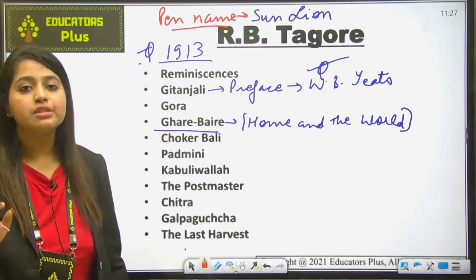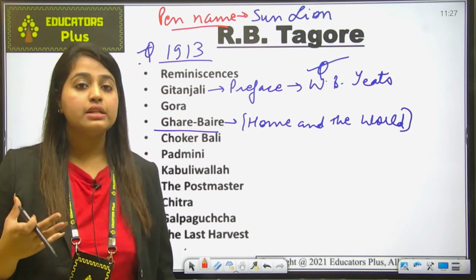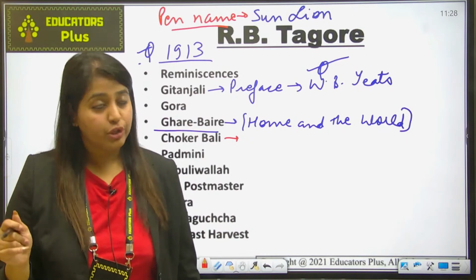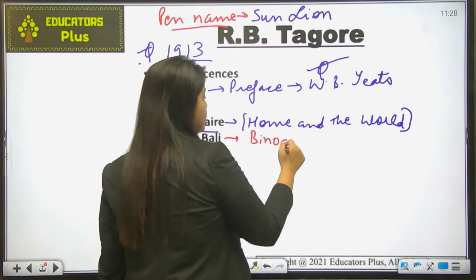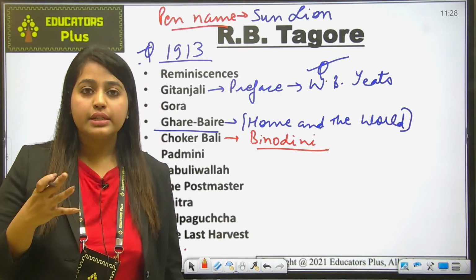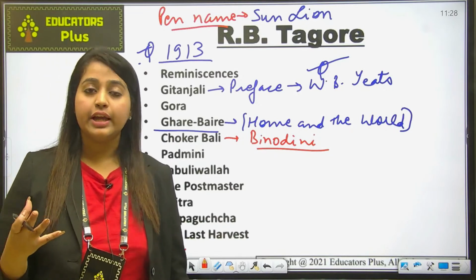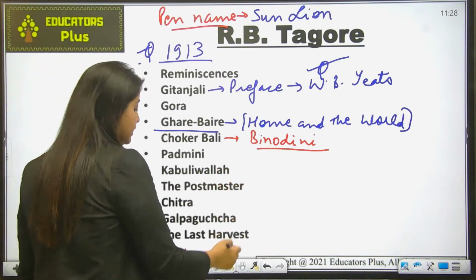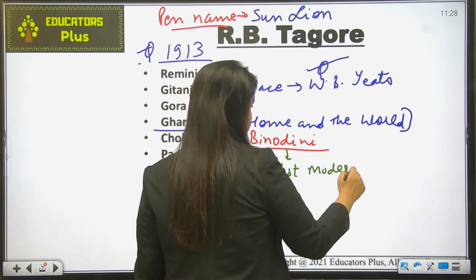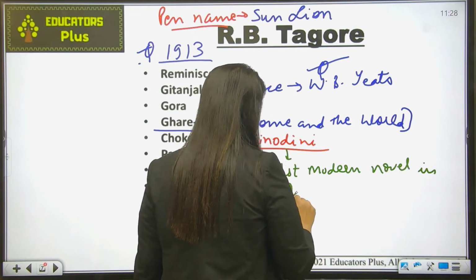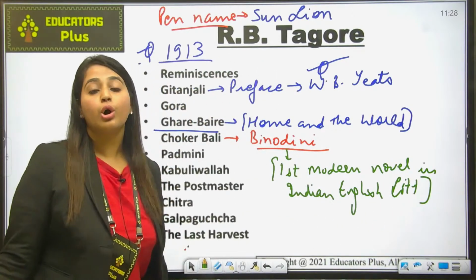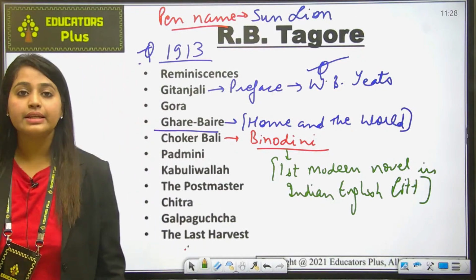Fine. Okay, so he published the initial works under the pseudonym of Sun Lion, and the next work is Chokher Bali. Tagore's Chokher Bali has been translated in English as Binodini. This is the Bengali version, and its English version is Binodini. Please remember this. Binodini is an English version of his work Chokher Bali, and it is considered the first modern novel in the history of Indian English literature. Please remember that it is the first modern novel in Indian literature. Is this clear? Any problem?